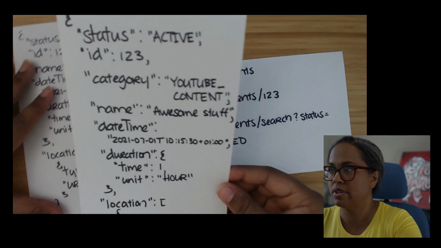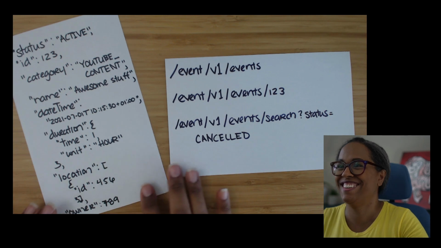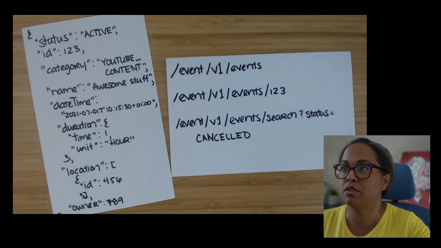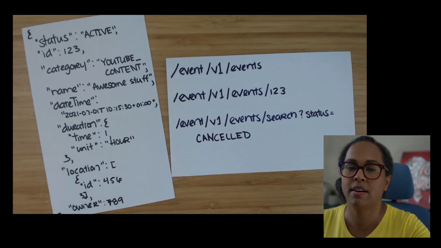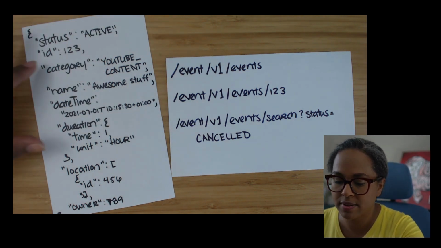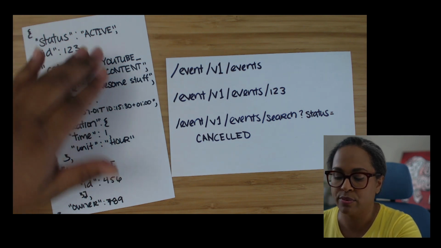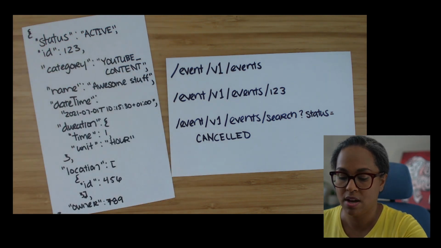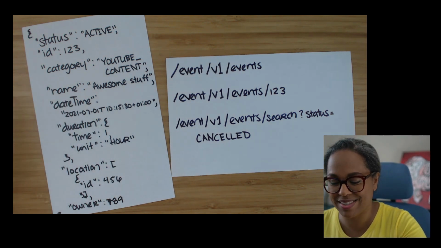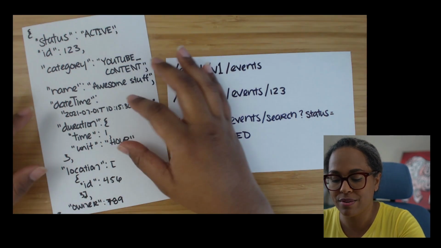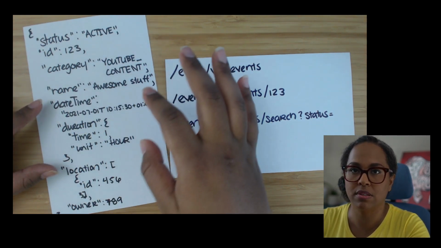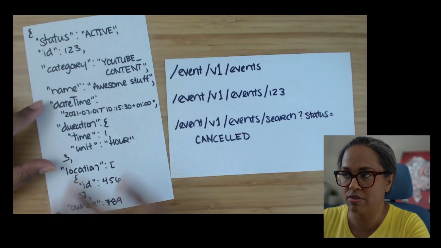And I'm going to pull this out of the oven and show it here. So this is what our finalized payload would actually look like, given that we've decided on a NoSQL solution. We have status and the enum active, we have the ID, then we have a category. For example, here I put an enum of YouTube content. Then we have name, awesome stuff, because yes. And then date and time, that's the same, duration's the same. You can argue that maybe I should change this to instead be schedule, equal to a list of date, time, and duration.